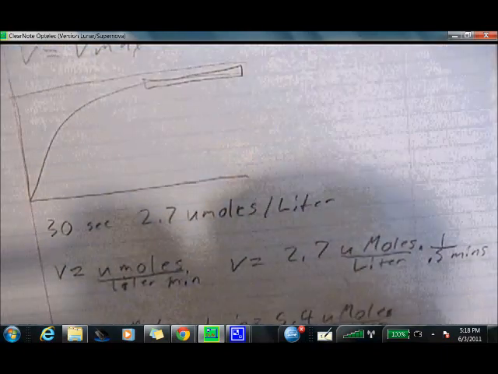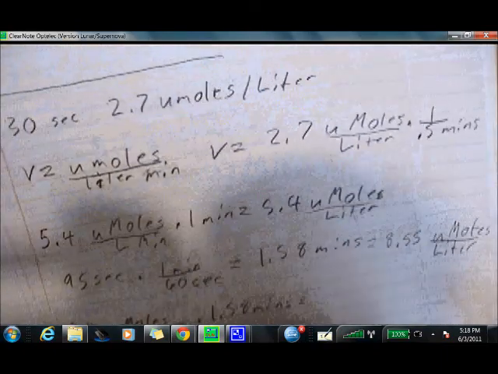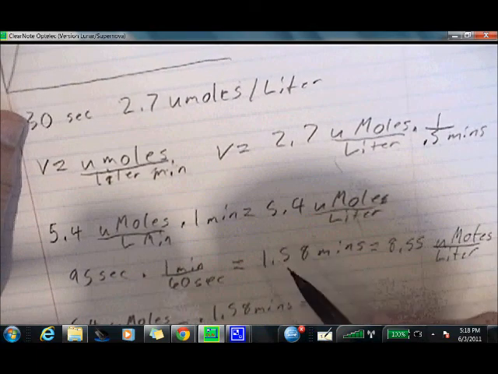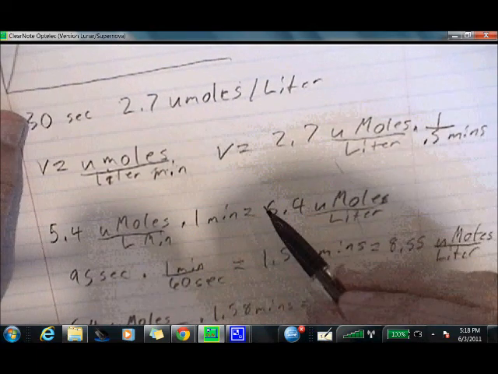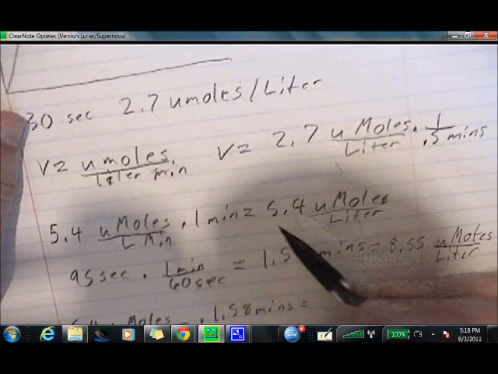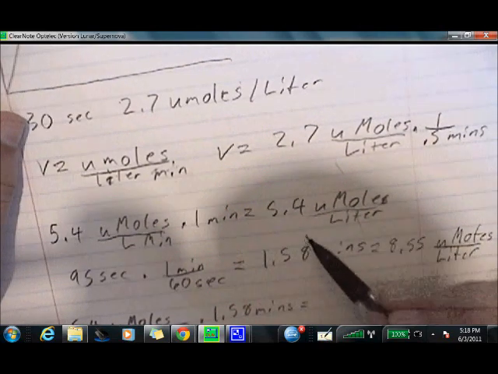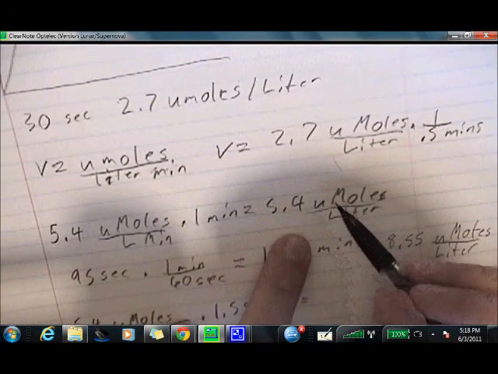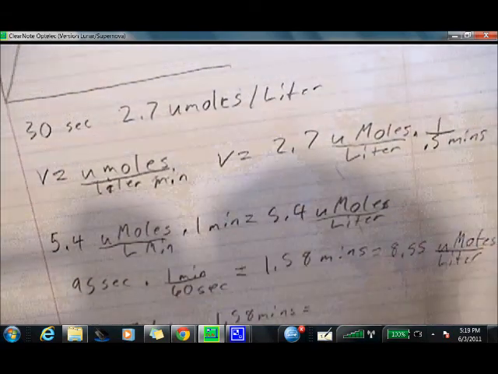All you'd really do, sorry, just going back, for part E that asks for your percentages, you take however much you made here, which is 2.7 or 5.4 or whatever. It'd be this divided by 0.02 moles. Make sure you multiply this by 10 to the negative 6th. That way you have your units the same.